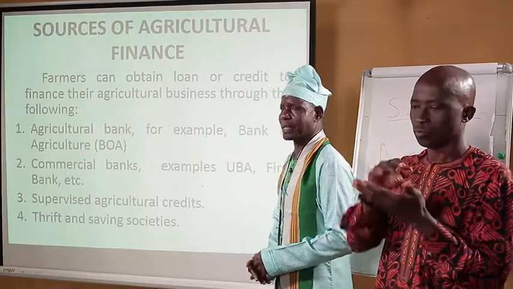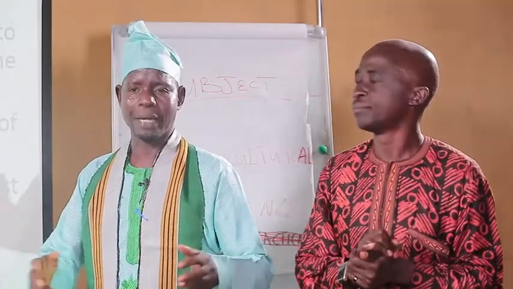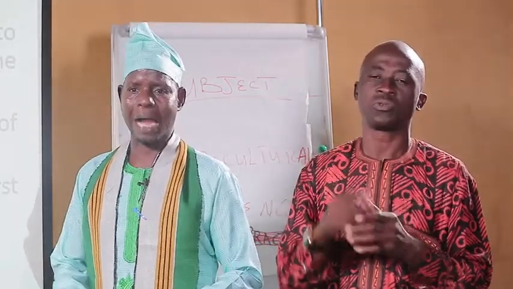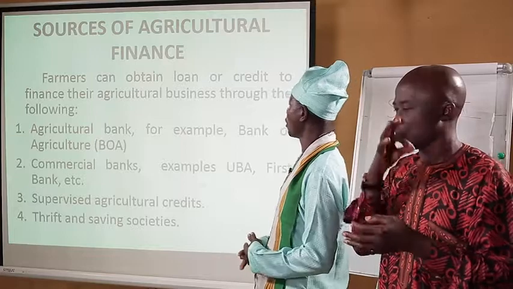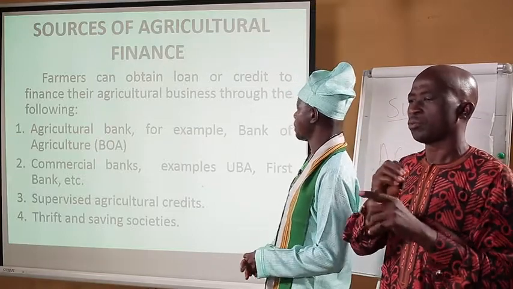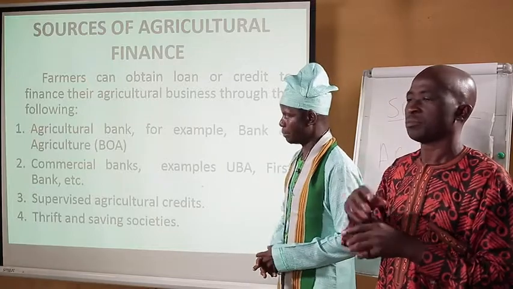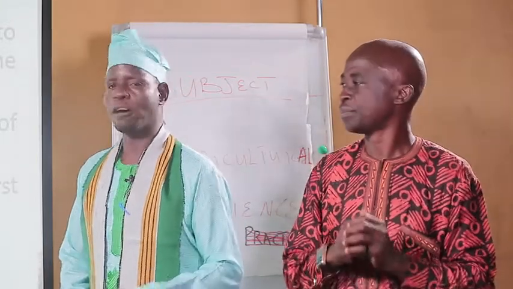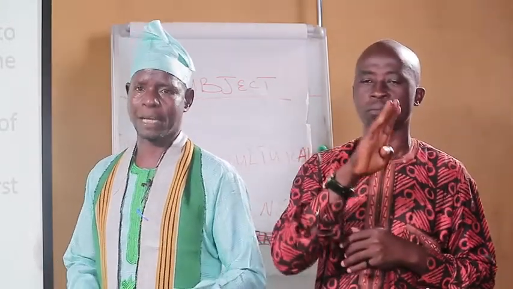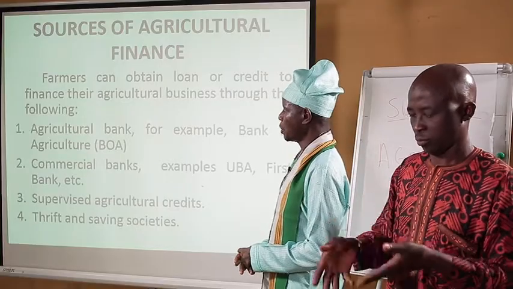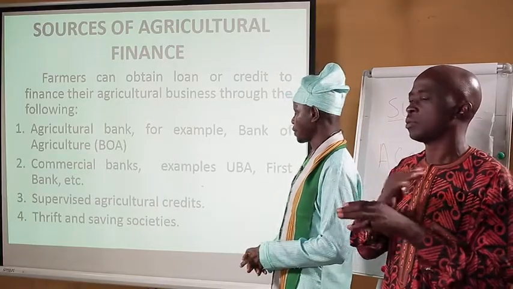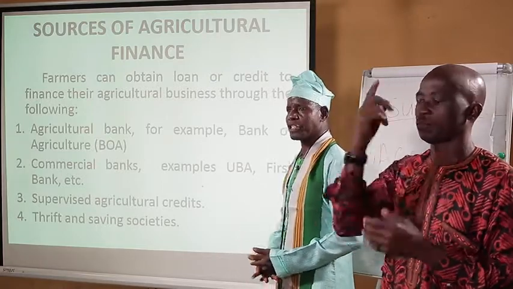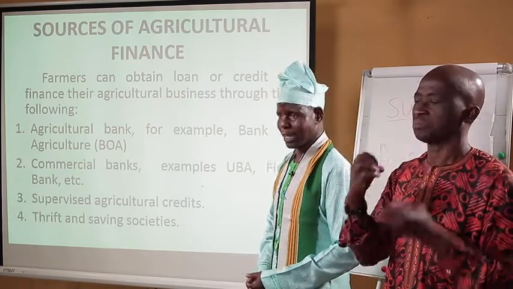Sources of agricultural finance. Before one is involved in agriculture, you need money. Where do you get this money to sink into agriculture? Farmers can obtain loan or credit to finance the agricultural business through the following. 1, agricultural bank, for example, Bank of Agriculture, with the headquarters here in Kaduna. 2, commercial banks. Examples involve United Bank of Africa, First Bank, GTB, and many others.